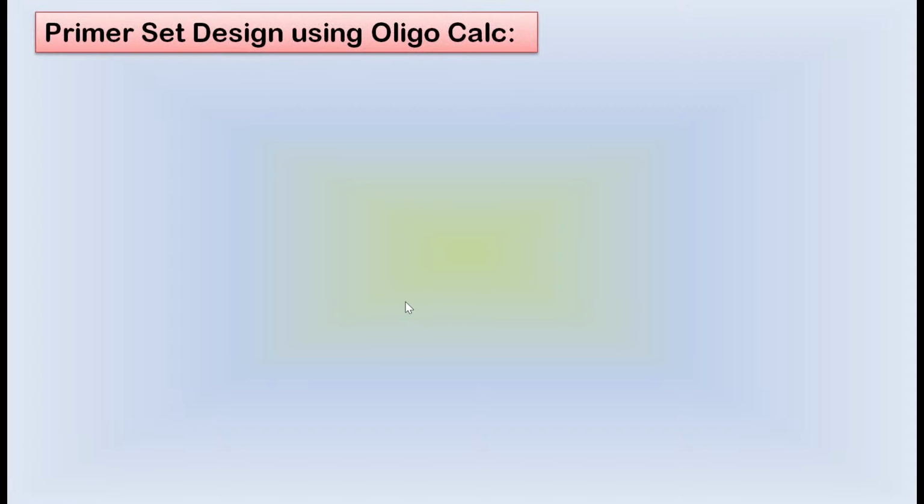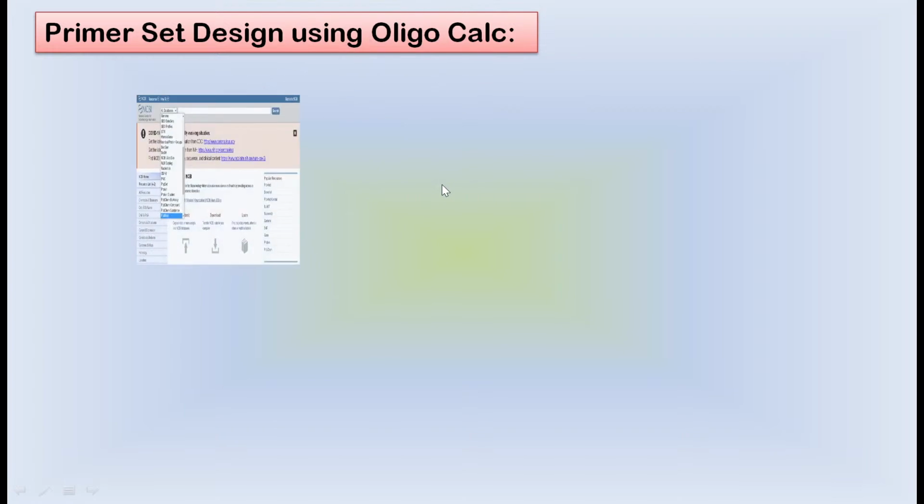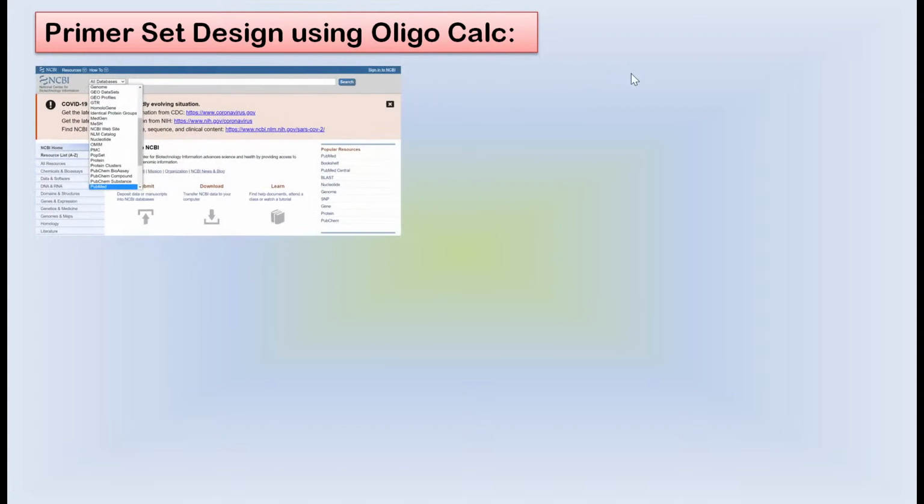Primers are designed using AligoCalc. How can we design a primer using AligoCalc? Before designing the primer, we need to go to NCBI, the National Center for Biotechnology Information, which is a repository for all types of DNA sequences, protein sequences, and more. In order to design a primer, you need to know the sequence of that gene. That gene sequence is available in the NCBI.